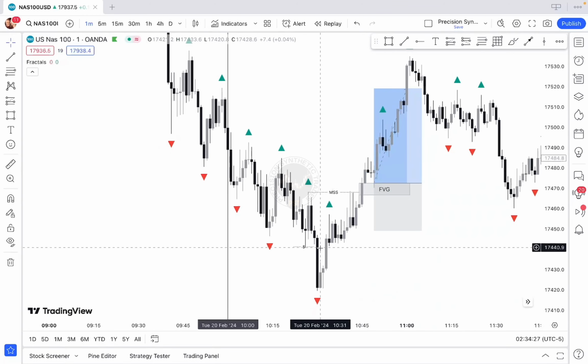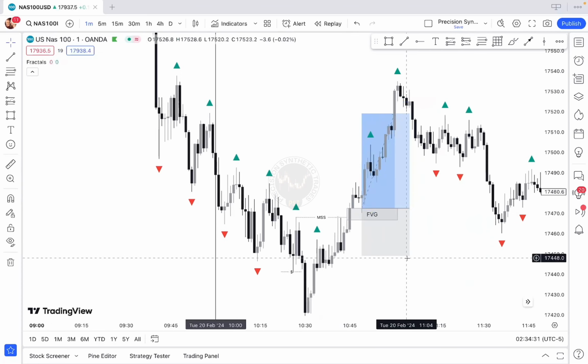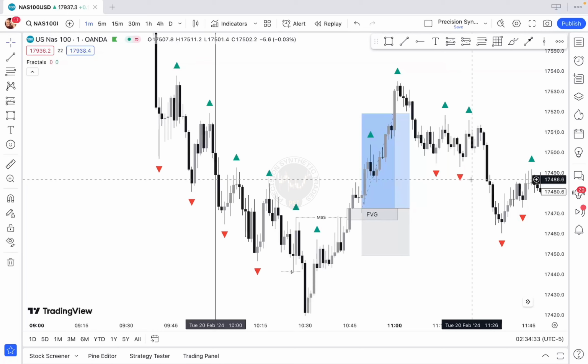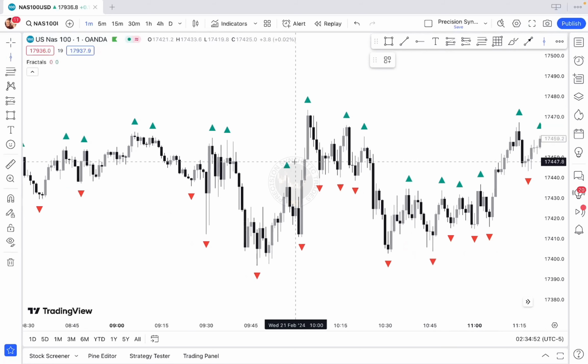And there again, liquidity sweep, market structure shift, fair value gap, enter, in and out of the trade. All right, let's go to the next session. All right, so here we are at the next session. So let's mark out 10 o'clock. So we're going to take trades from here. So let's quickly see what happens here.